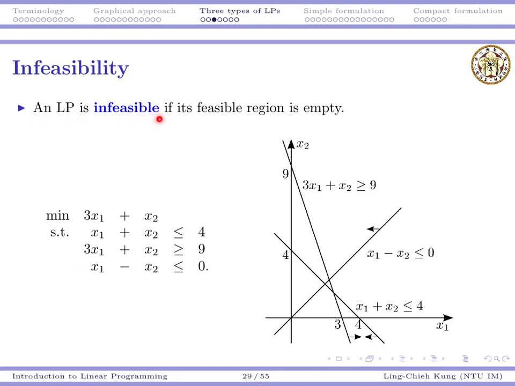So an LP is infeasible if the feasible region is empty, or if there is no feasible solution. Simple. So for this example, there are three constraints, and all the constraints together conflict with each other. There is no intersection of those three separate feasible regions, and that's why the feasible region is empty. You have the graph and you may do a verification.